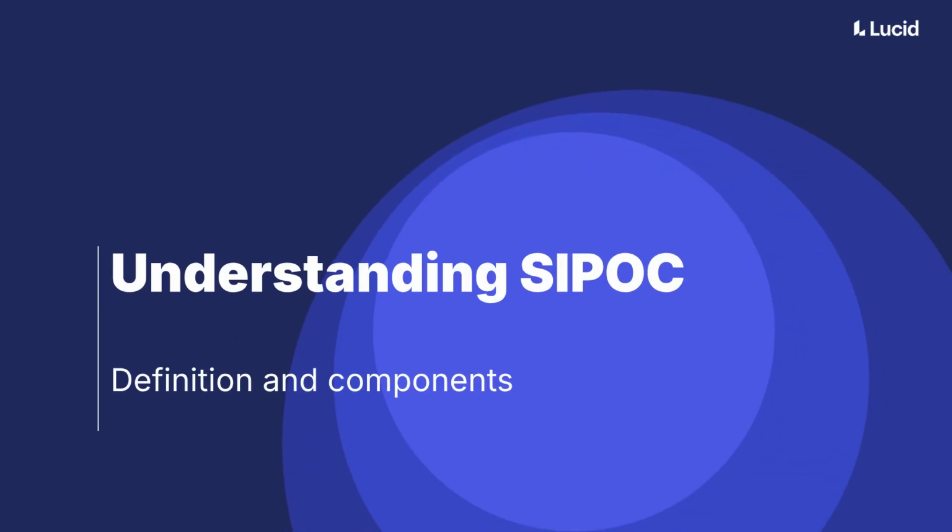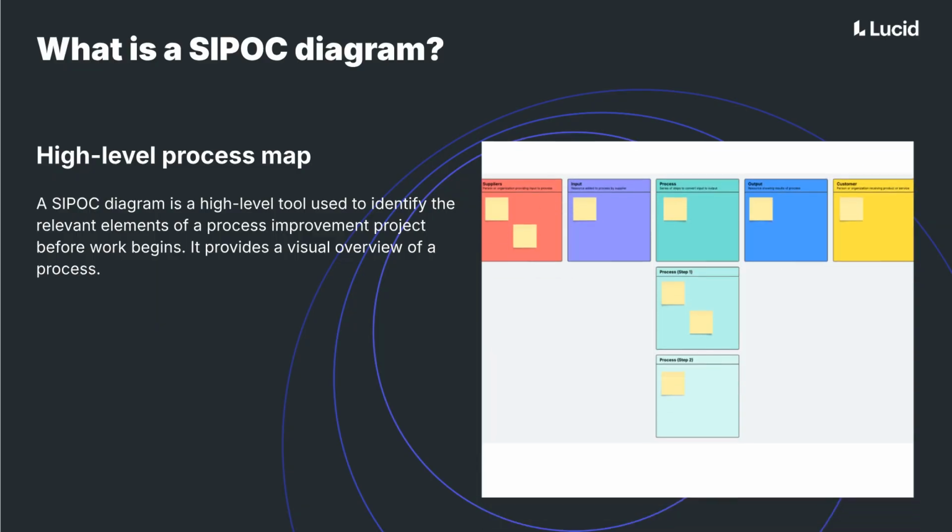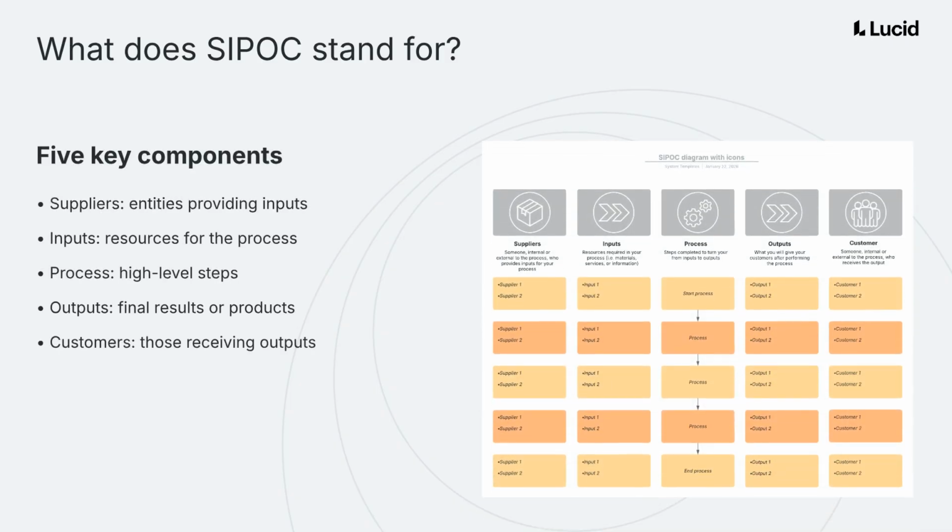To understand the foundation of process improvement, we must first ask the most fundamental question: what is a SIPOC diagram? A SIPOC diagram is a high-level visual tool used to identify all relevant elements of a process improvement project before the actual work begins. What does SIPOC stand for? Suppliers, inputs, process, outputs, customers. These 5 categories ensure you capture every critical component of your workflow in one clear, collaborative view.